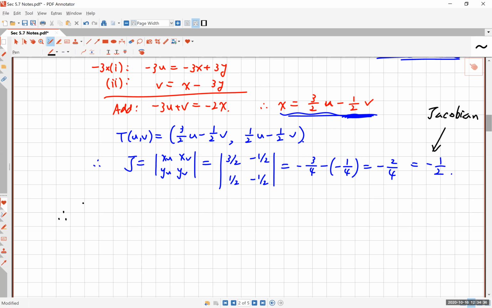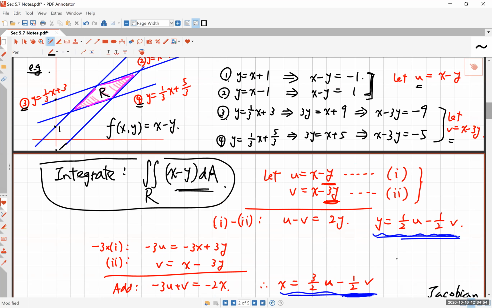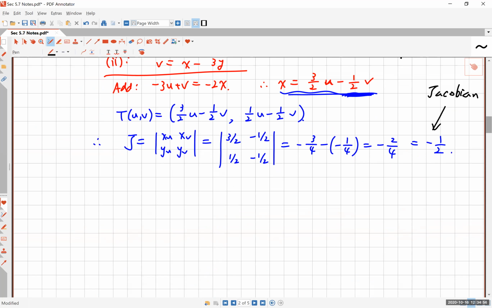Now we are ready to come up with the integral. But let's go ahead and remember this, U and V, right? So I have the equations, 1, 2, 3, 4. And remember, U goes from -1 to 1, and V goes from -9 to -5. Okay, that is what we need to remember.